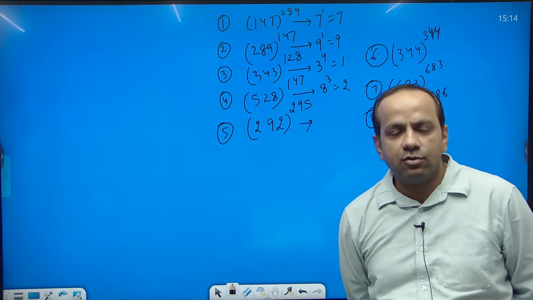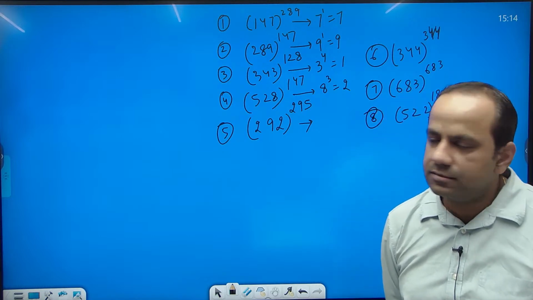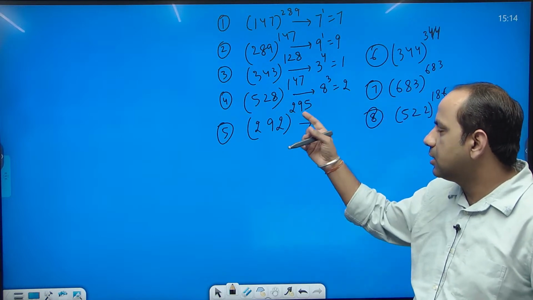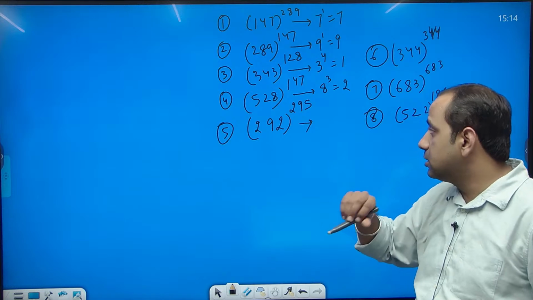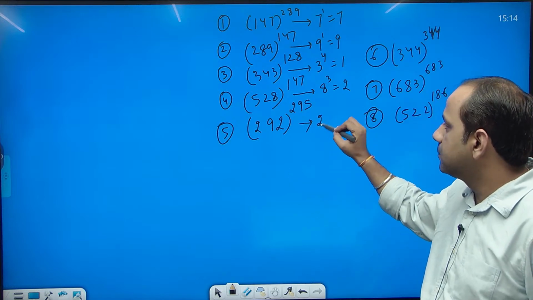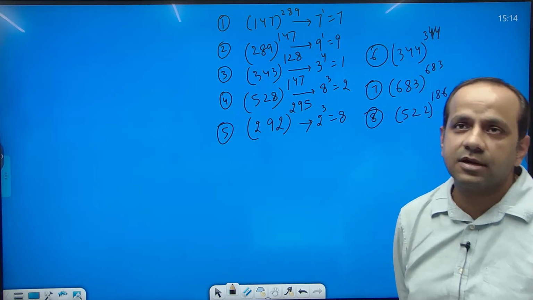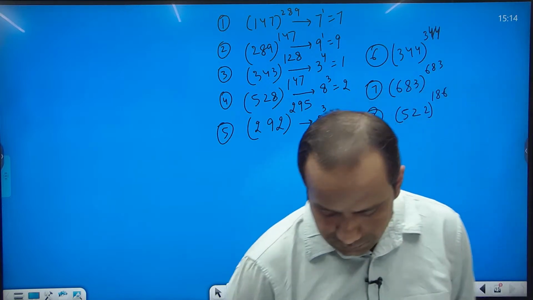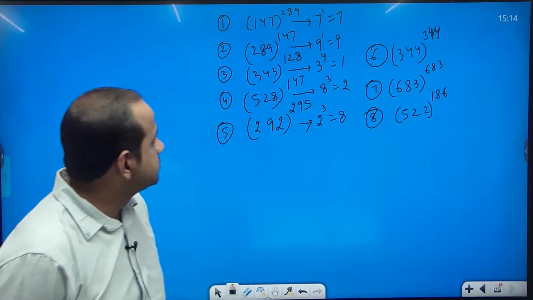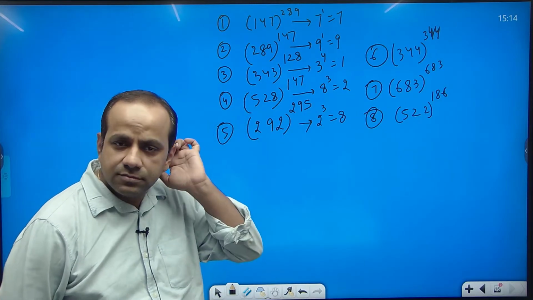292 raised to the power 295, third category. What will we divide the power by? By 4. The remainder will be 3, and 2 to the power 3 is 8. Okay, try these 3 questions also. Try it fast. Any doubt in these 5 questions?